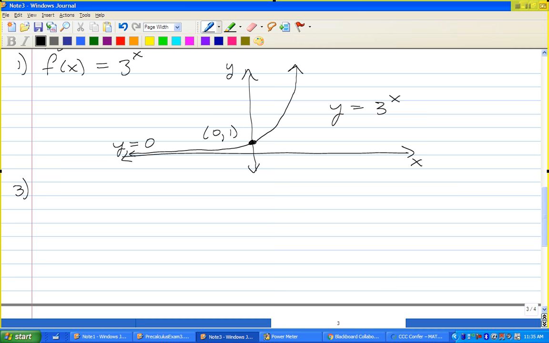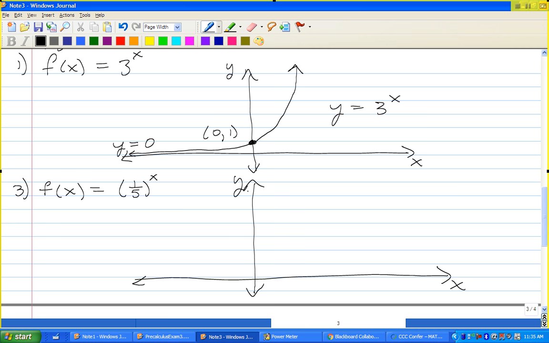Let me do problem number 3. f of x equals (1/5) to the x. Let's sketch the graph of this. At -1, it's 5. At 0, it's 1. At 1, it's 1/5. So this is a graph of y equaling (1/5) to the power x. At 2, it's 1/25, etc. The asymptote is just y equals 0, and the y-intercept is at (0, 1).